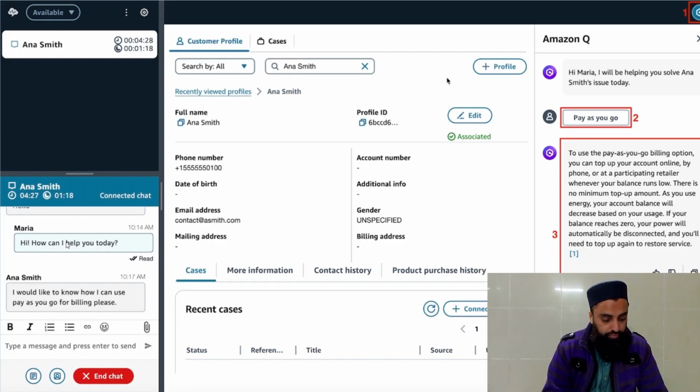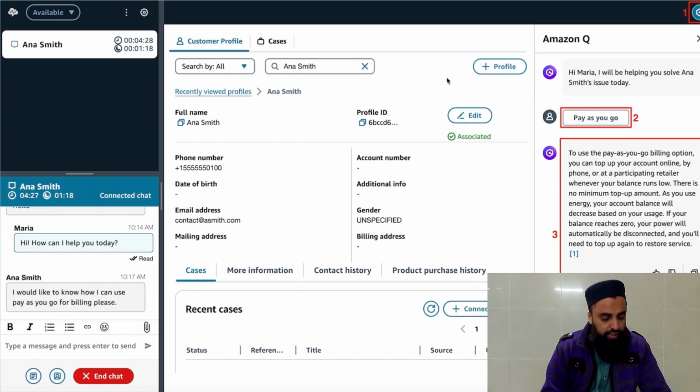Now you can see here, this is a client, Anna Smith, and she is connected with a chat support agent, Maria. Anna has the question, I would like to know how I can use pay as you go for billing. Now, Maria is using Amazon Q, and she asked Amazon Q to tell me more about pay as you go, and Amazon Q has given the whole information about the Amazon pay as you go model. Simply, Maria will copy this chat and share it with Anna, saying this is the answer to your question about Amazon pay as you go. This is an AI based customer agent, and it is here to answer our queries, our questions. So this is known as Amazon Q in Connect.